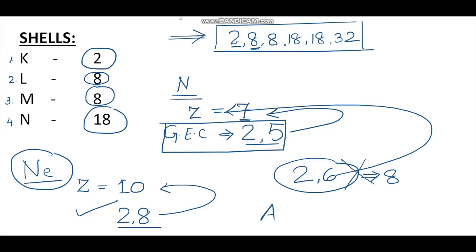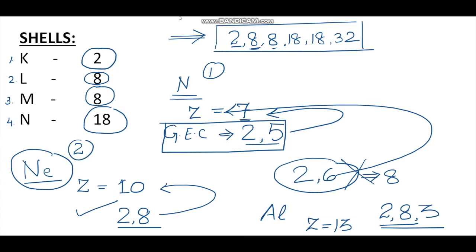Let's talk about aluminium, the third and final example here. Z equals 13. So the general electronic configuration will be 2, 8. 2 plus 8 equals 10. And how many electrons do we want? 13. So it means the third shell will have 3 electrons. 2, 8, 3. So this will be the general electronic configuration for aluminium. Here we have talked about nitrogen, neon, and aluminium. At this point, I would highly recommend pausing the video here, taking all the atoms with atomic number 1 to 20, and writing the general electronic configuration in the same way I have written here.